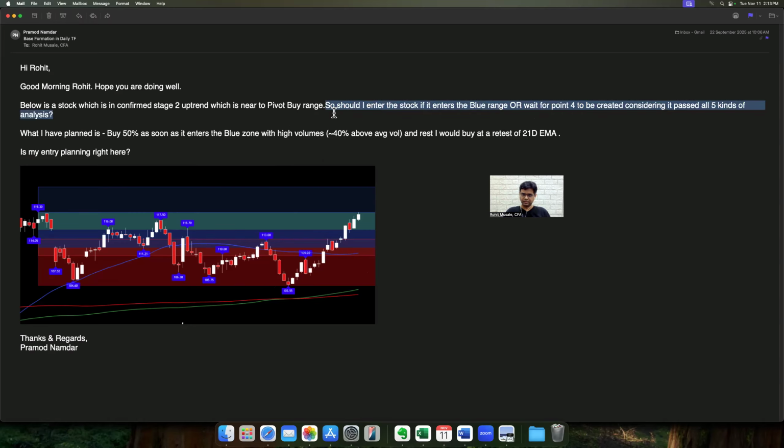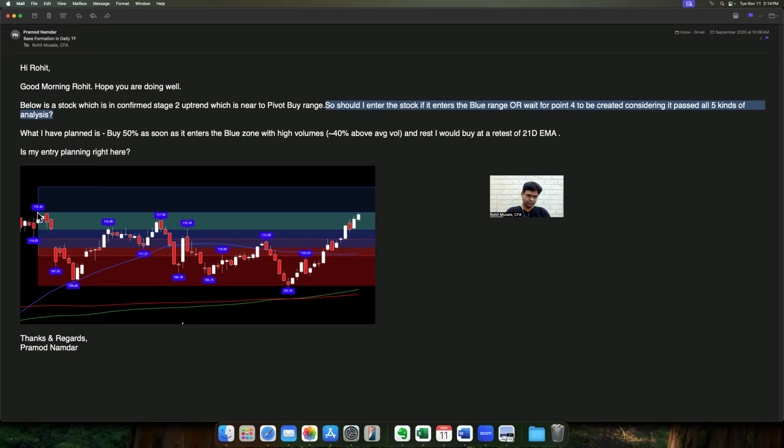So for you to understand this question, he's saying, should I enter if it enters the blue range? So if it enters the blue range, then on a weekly time frame chart, you have a trade, right? You can take the trade on the weekly time frame chart. This is a daily time frame chart, confirmed by the fact that he mentions point 4 to be created.